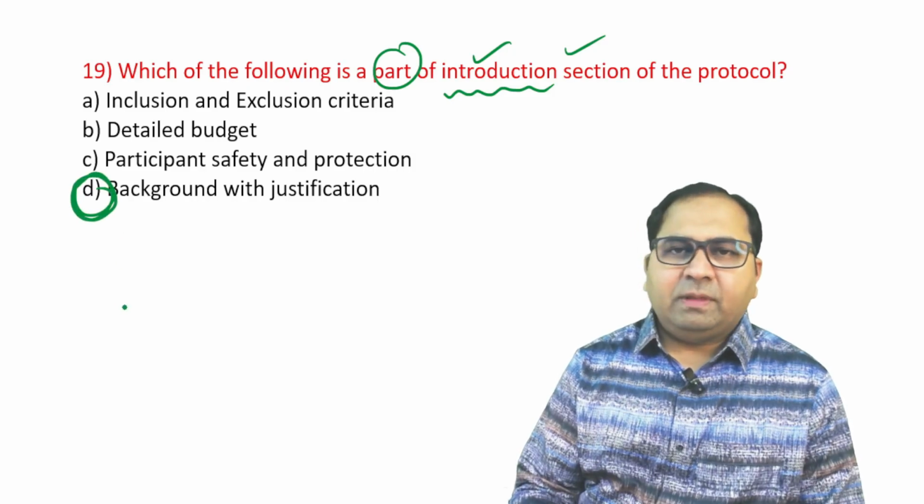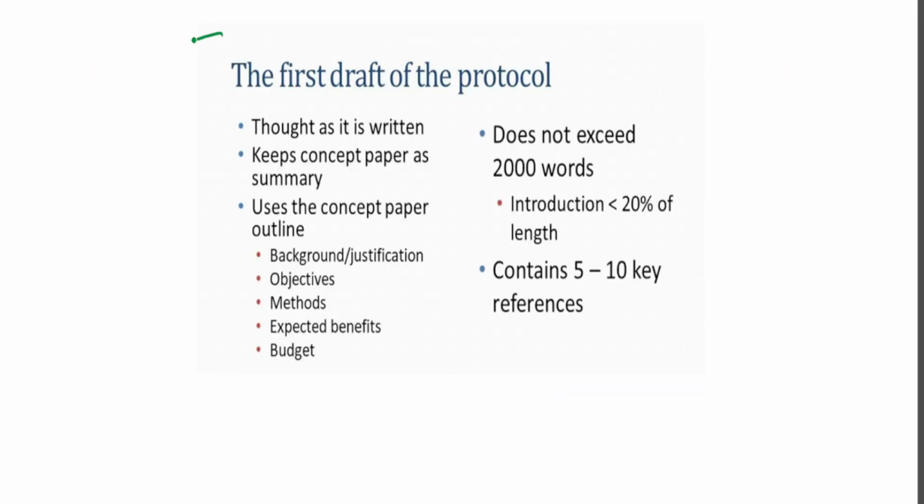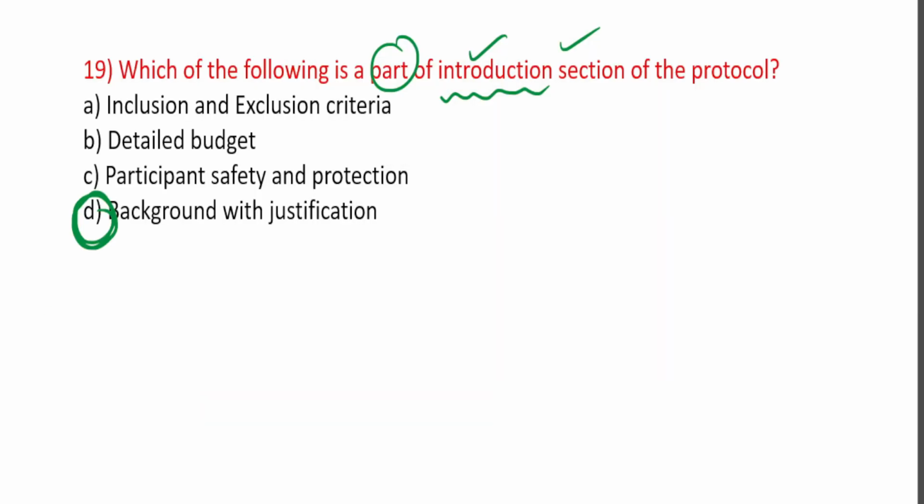Background with justification. Now see the information given in the following chart. The information is given in the first draft of the protocol. They have spoken regarding the introduction, which should be less than 20% of the length, and also regarding the background and justification. The first draft of the protocol uses the concept paper outline, which consists of background and justification, objectives, methods, expected benefits, and budgeting. So the introduction part itself will contain the background and justification. So please remember this question and also the answer for this question.